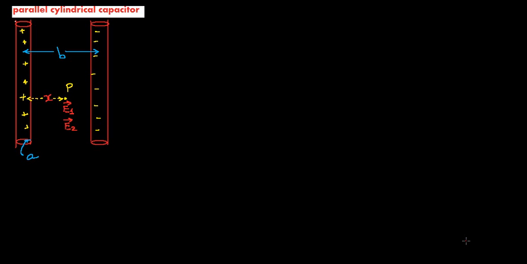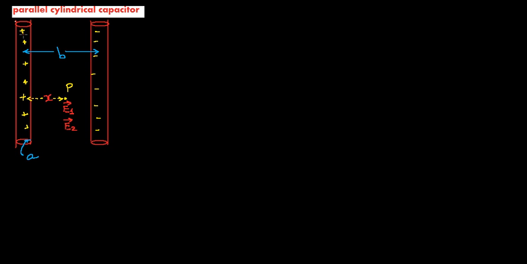In this session we are going to derive the expression for the capacitance of a parallel cylindrical capacitor. We have two cylinders here. This one is a positively charged cylindrical wire, and this is the negatively charged cylindrical wire. Here we have a charge density, linear charge density lambda.